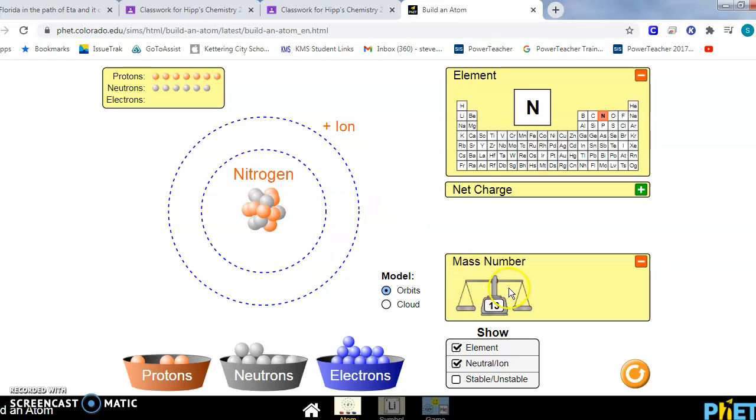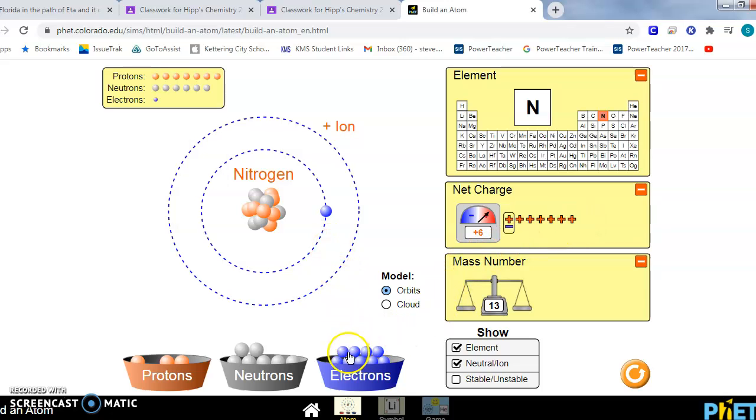There we go. Now, how many electrons do I have to add? Well, I have 7 positives. To balance those 7 positives, I need 7 negatives. 1, 2, I balanced 2 of them. I have 5 left to balance. That level right there is full. So I have 5 left to balance. 1, 2, 3, 4, and 5. I've balanced every proton with an electron.